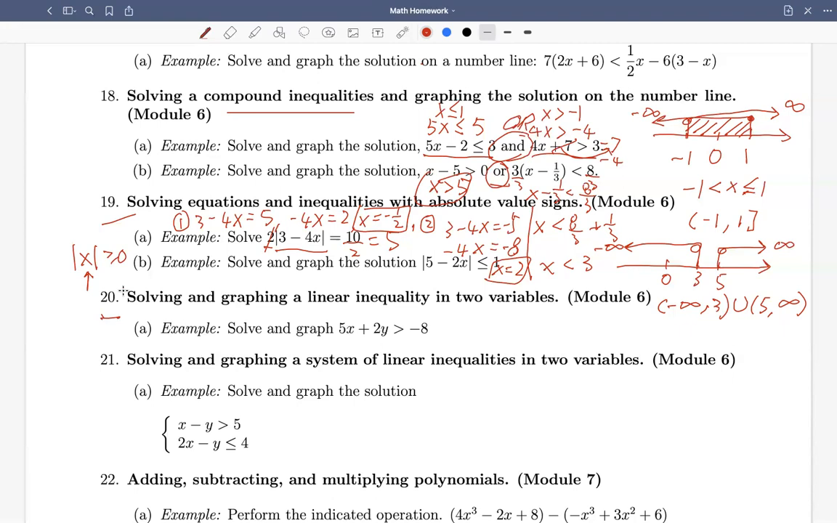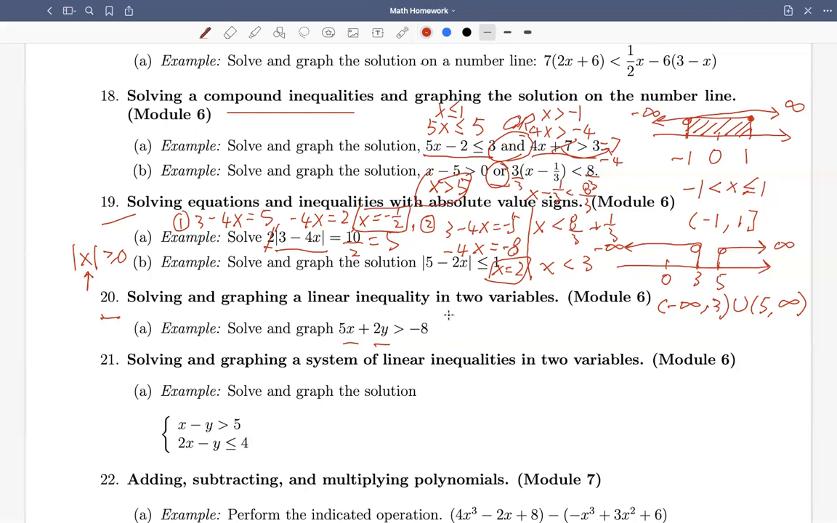All right, so 20, solve and graph this inequality. Comparing to the previous one, we have 2 variables now. So how do we graph this? It's different. This is 2 dimensions, right? Comparing to 19 and 18, this is a 1 dimension world, we only have 1 variable. But here we have 2 variables. That means we're in a 2 dimension world. We have an x value and a y value.